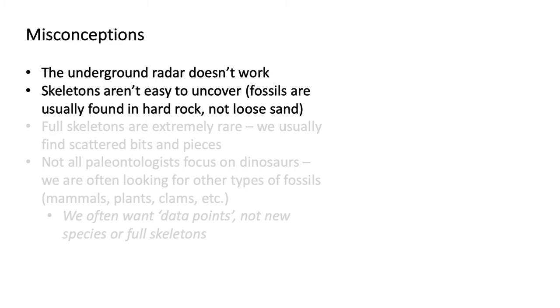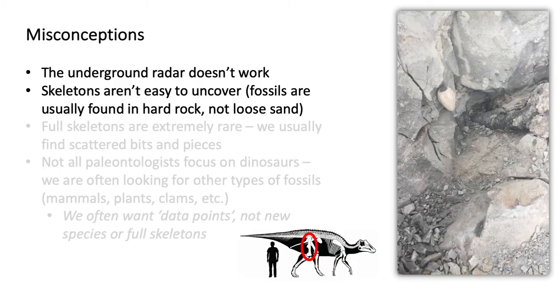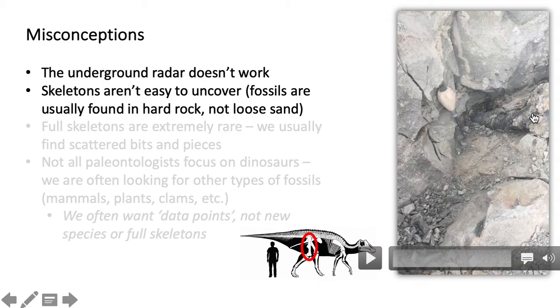Fossils are usually found in very hard rock, not loose sand like they show in that scene. So here's a video I took out in the field one year, and you'll see it better when I start the video. This is the end of a femur, the thigh bone, of a hadrosaur, a duck-billed dinosaur. They're pretty good size. This all right here is about 6 inches for scale.